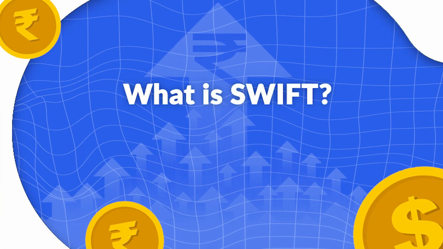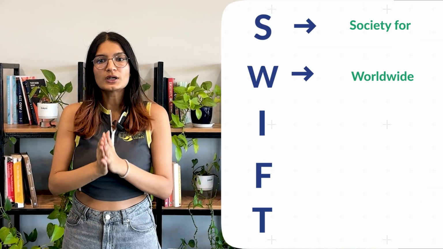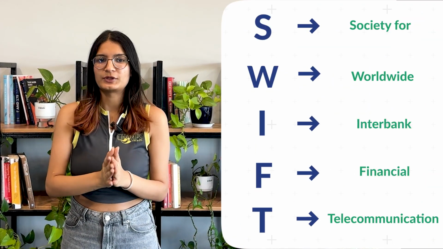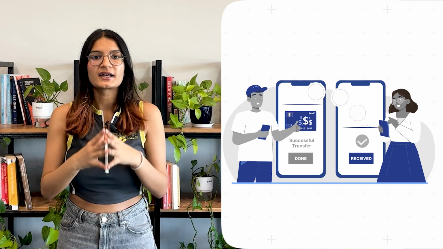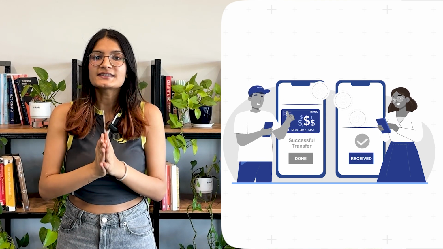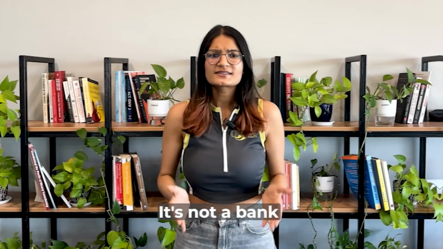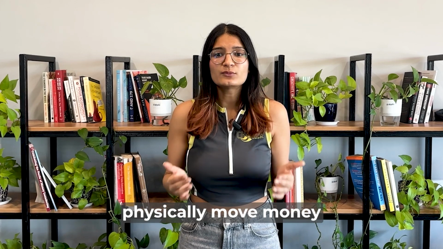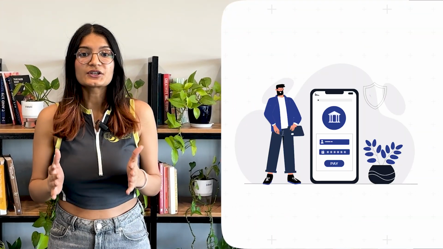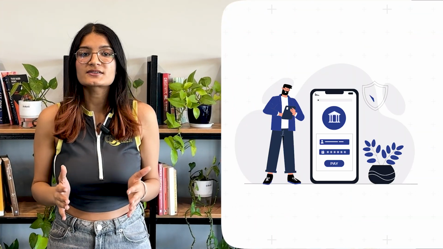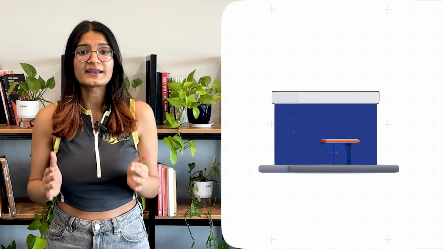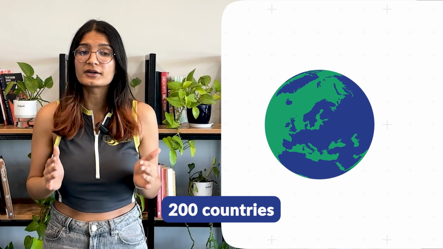So what is SWIFT money transfer and how does it work? SWIFT stands for the Society for Worldwide Interbank Financial Telecommunication. SWIFT money transfers are the global standard for sending and receiving funds across borders. It's not a bank and it does not physically move money. Instead, SWIFT is a secure communication system that connects over 11,000 banks and financial institutions across 200 countries.